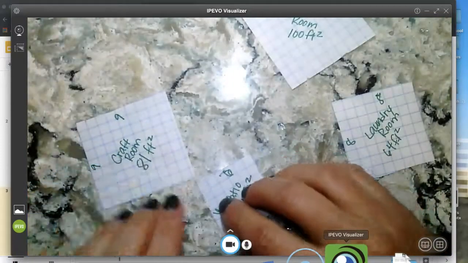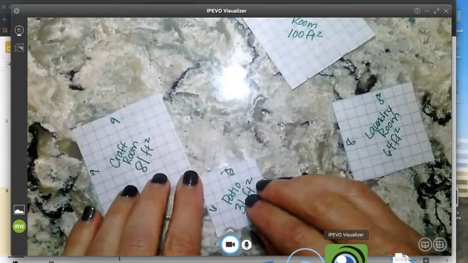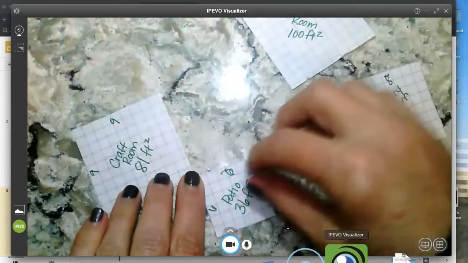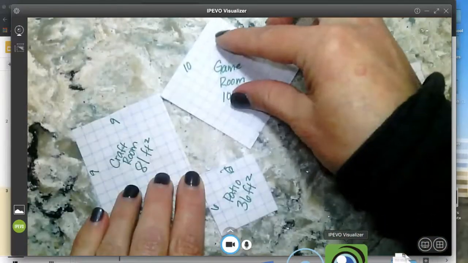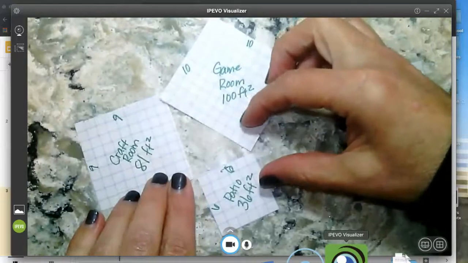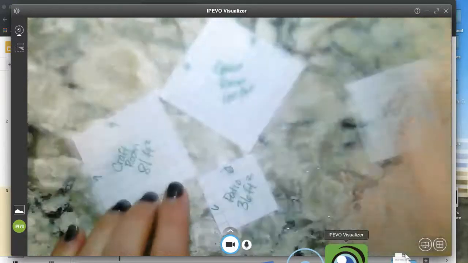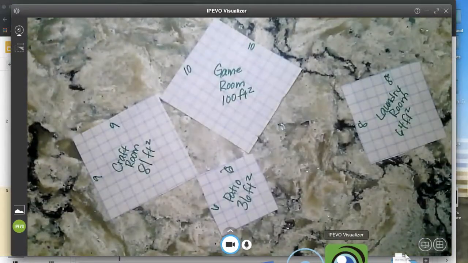What if we try the craft room and the patio? And I'm going to try this one. There, it works. So that would be one combination that worked. The craft room, the patio, and the game room.